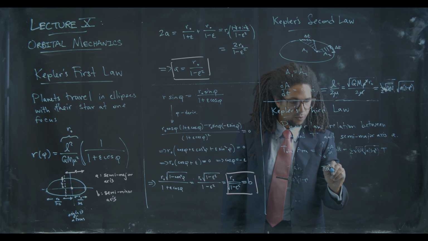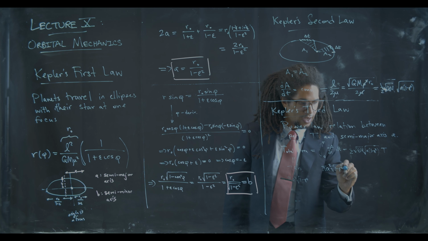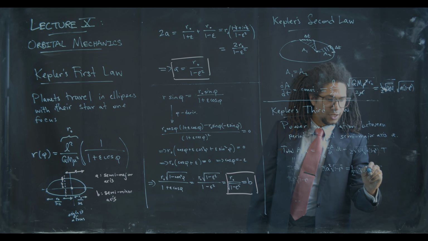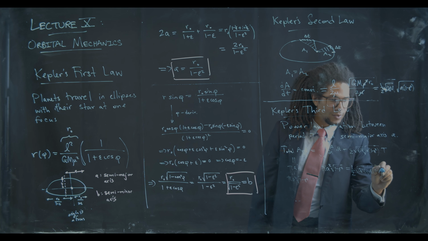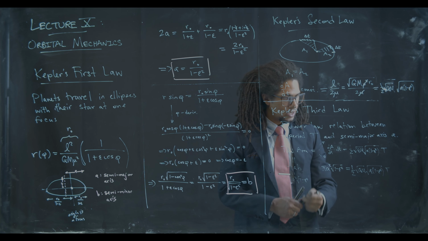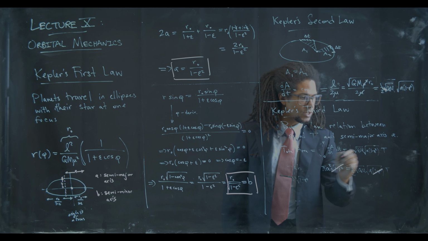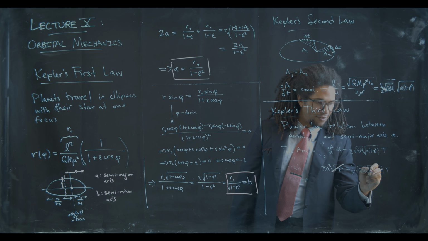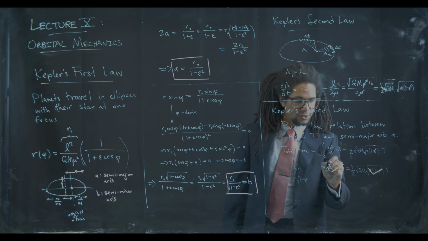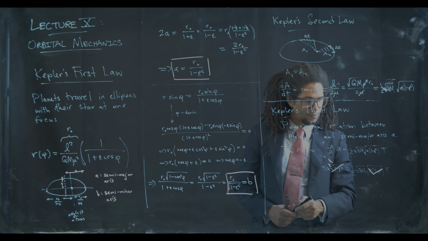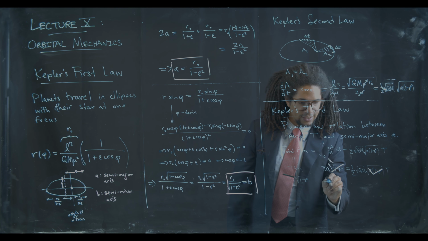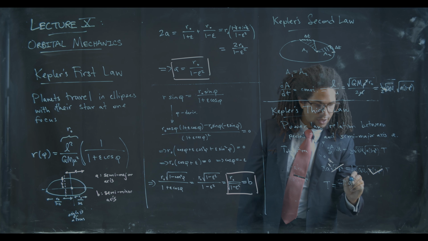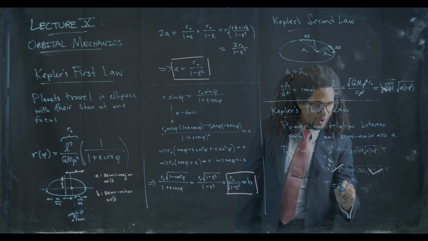Pi a squared root 1 minus epsilon squared is equal to 1/2 root GM root a times 1 minus epsilon squared times T. Note that the factor that involves the eccentricity cancels. The a's, on the other hand, cancel down to a 3/2 power. So that a cancels this 2 to a 3/2. And by moving things around, I get that T is equal to 2 pi a to the 3/2 over square root GM.